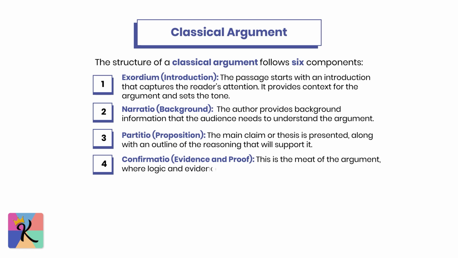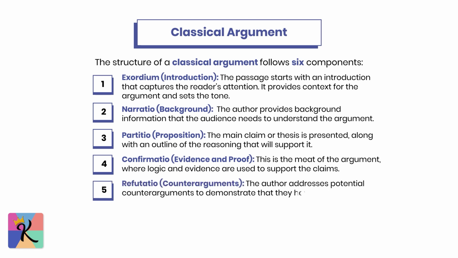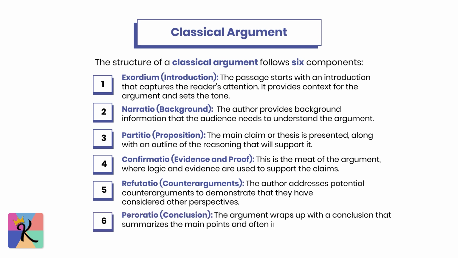Confirmatio, evidence and proof. This is the meat of the argument, where logic and evidence are used to support the claims. Refutatio, counterarguments. The author addresses potential counterarguments to demonstrate that they have considered other perspectives. Peroratio, conclusion. The argument wraps up with a conclusion that summarizes the main points and often includes an emotional appeal to persuade the audience to accept the thesis.